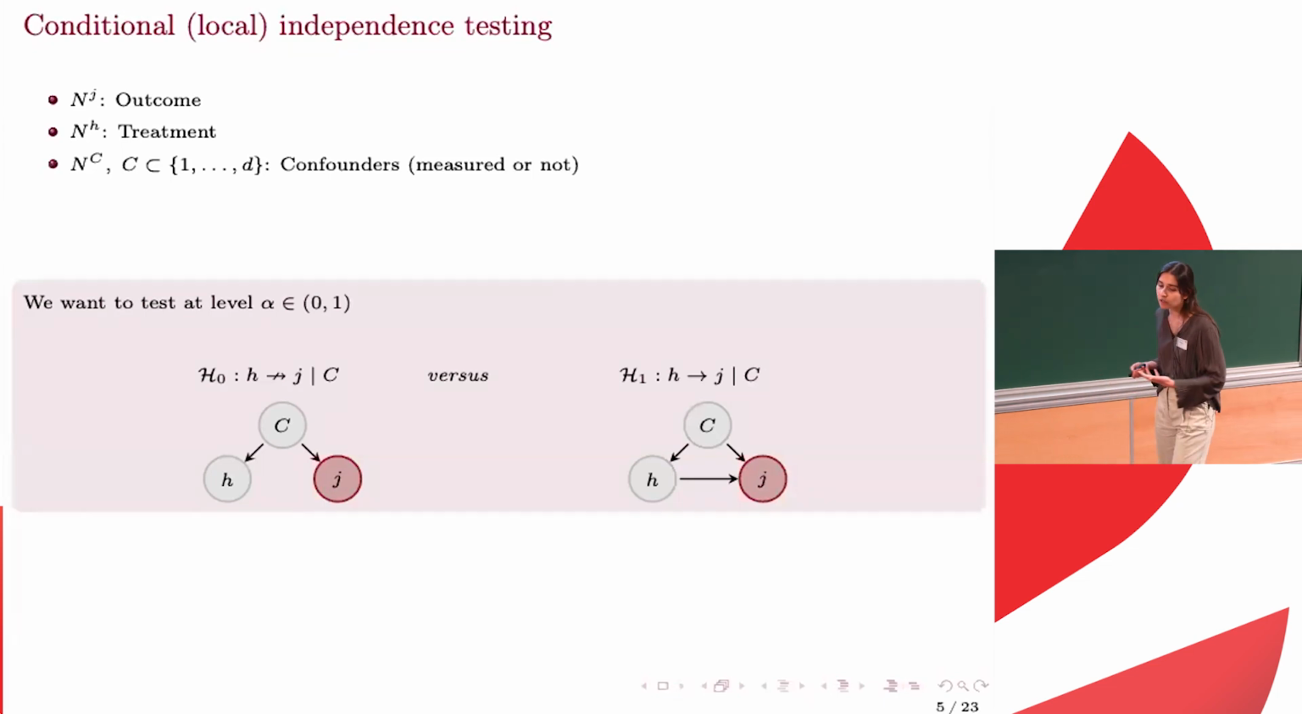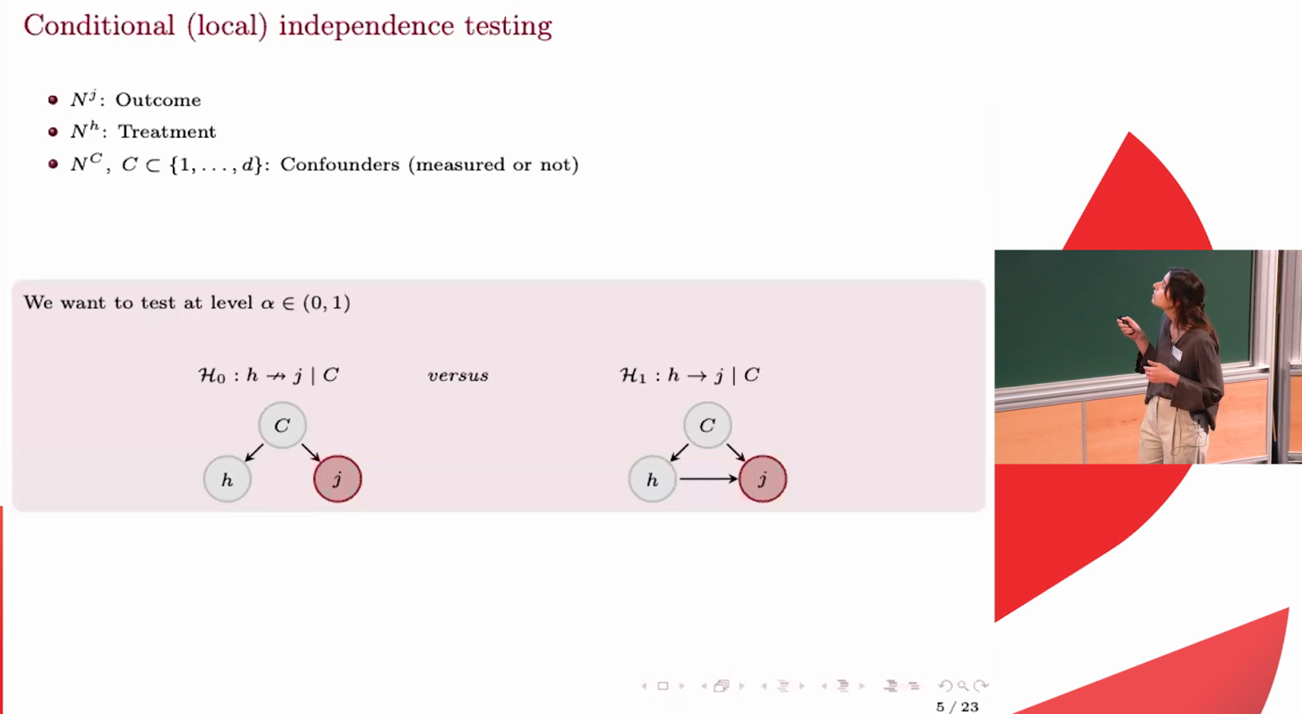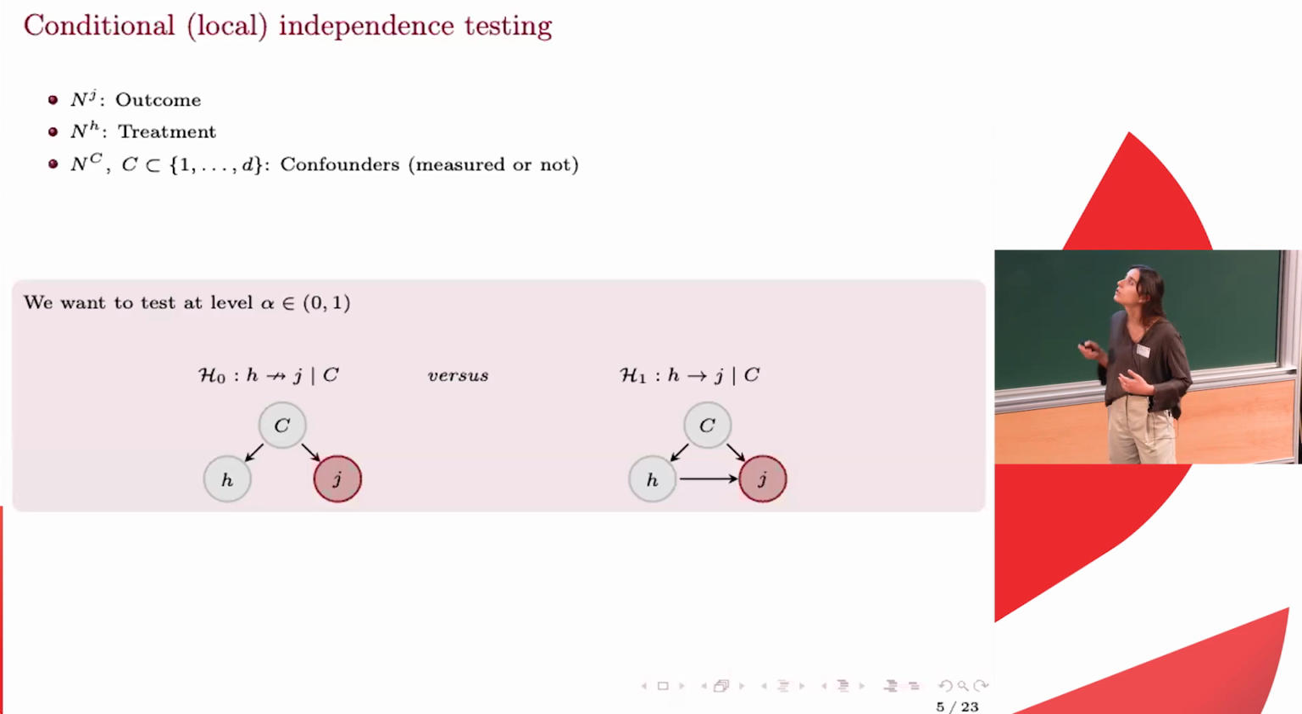Okay, so a way of answering this question with high probability is to use conditional local independence testing. Local is because we are looking at time-dependent data, and I can take my previous graph and generalize it a bit, where I don't have only 4 diseases, I have D diseases, and my outcome is modeled by the G-th coordinate, my treatment is the H-th coordinate, and I have a set C among all the coordinates 1 to D that represents confounders that can be observed or not.